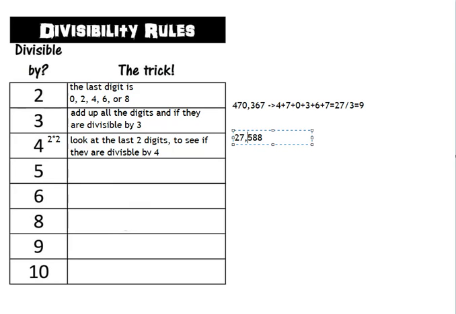27,588. Sorry, I cannot read my number. And you're looking at the last 2 digits. So you're only looking at 88. Well, if you go 88 divided by 4, that's going to be 22. So it is divisible by 4. So that's what you should do for the 4s.